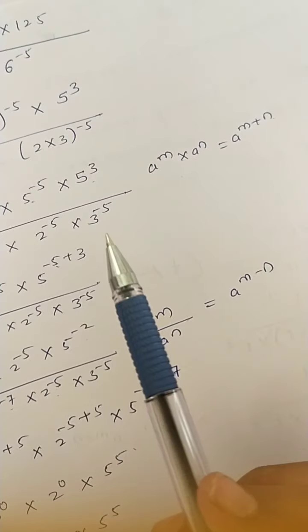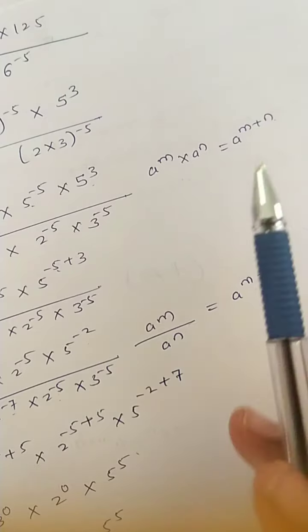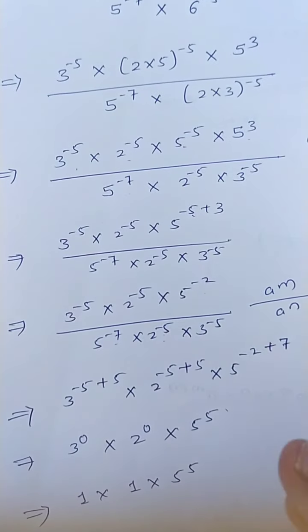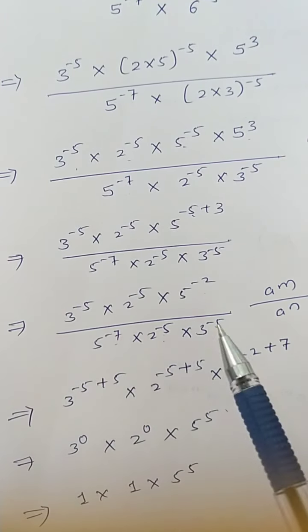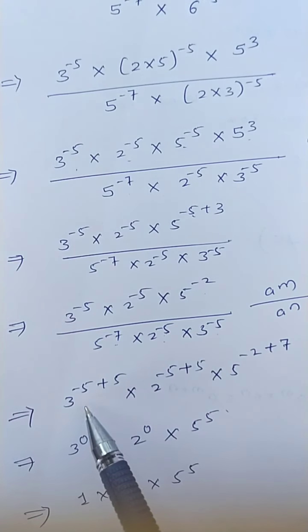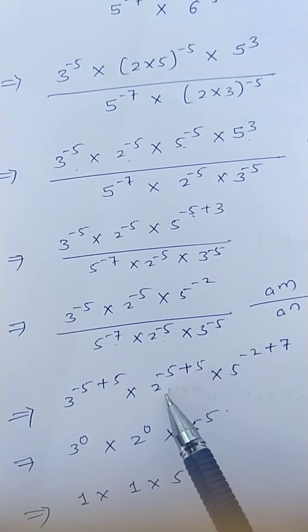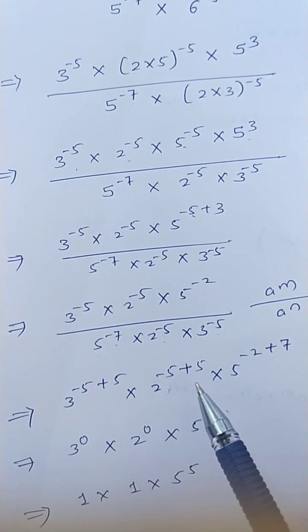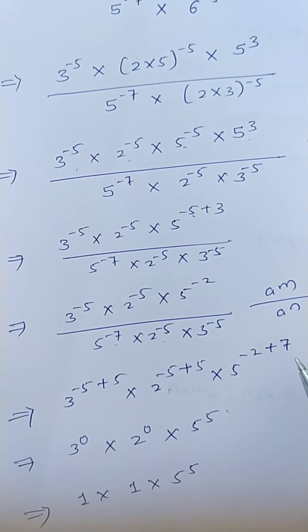That is, a raised to m divided by a raised to n is equal to a raised to m minus n. This formula we have to use. So see here this is 3 raised to minus 5, this is 3 raised to minus 5. And this denominator goes to the numerator, it becomes 3 raised to minus 5 plus 5. Similarly, into 2 raised to minus 5 plus 5, into 5 raised to minus 2 plus 7.